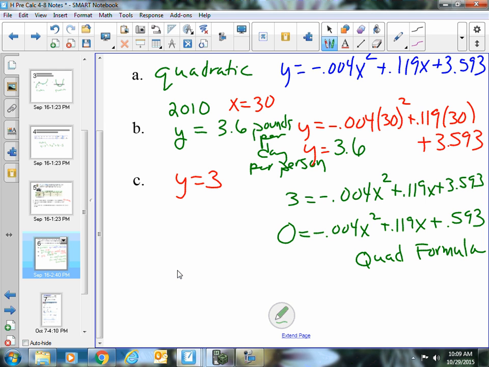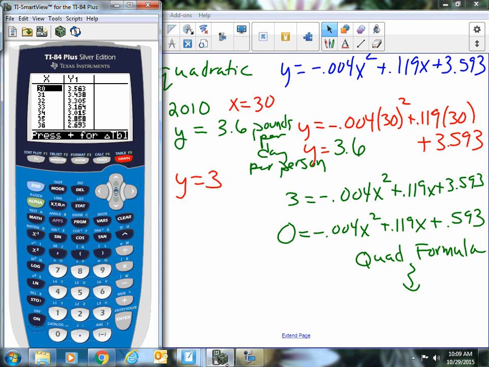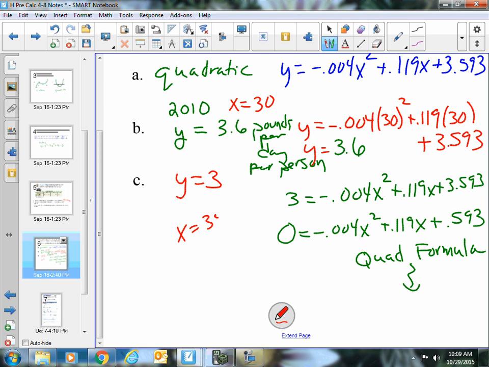But I think it'd probably be easier, instead of doing all of that, can we use our graphing calculator to help us with this? Think about the table here. We even have it right in front of us. When y equals 3, let's look in the table when that happens. Looks like that's happening right in here. It's dropping below 3 when we get between 34 to 35. So for an x value of 34 to 35, that's where it's dropping to that 3 pounds per person.